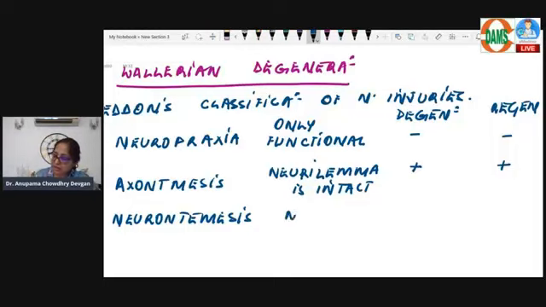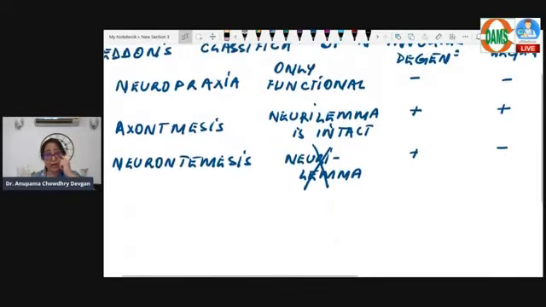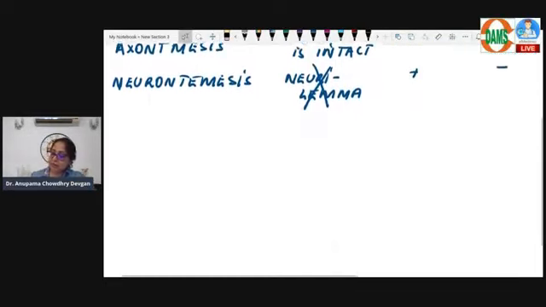In neurotmesis, the neurilemma itself is destroyed. So there is a degeneration, but there is going to be no regeneration. So please remember, for regeneration to take place, neurilemma should be intact. What is neurilemma? Neurilemma is the outermost layer of the Schwann cell, right? Now, let us see what will happen in Wallerian degeneration, and how does the regeneration take place.